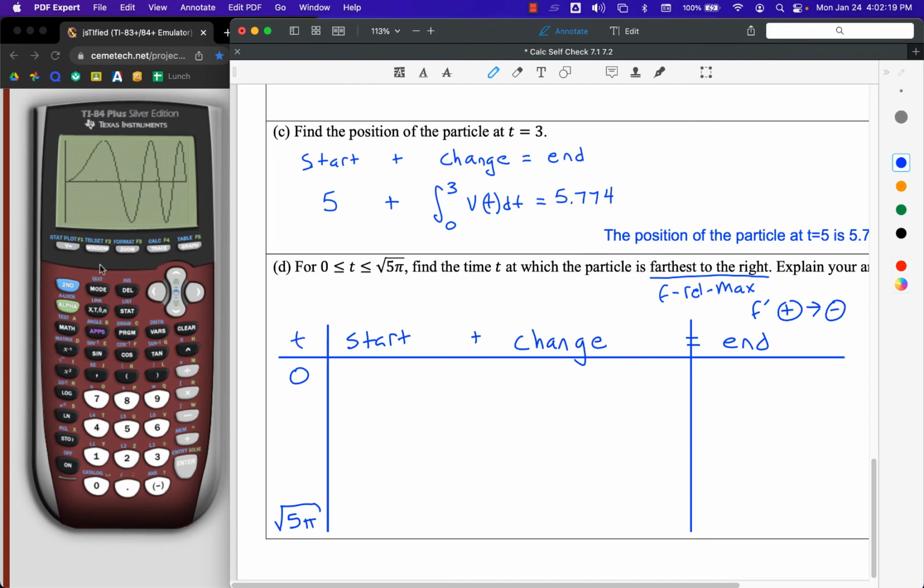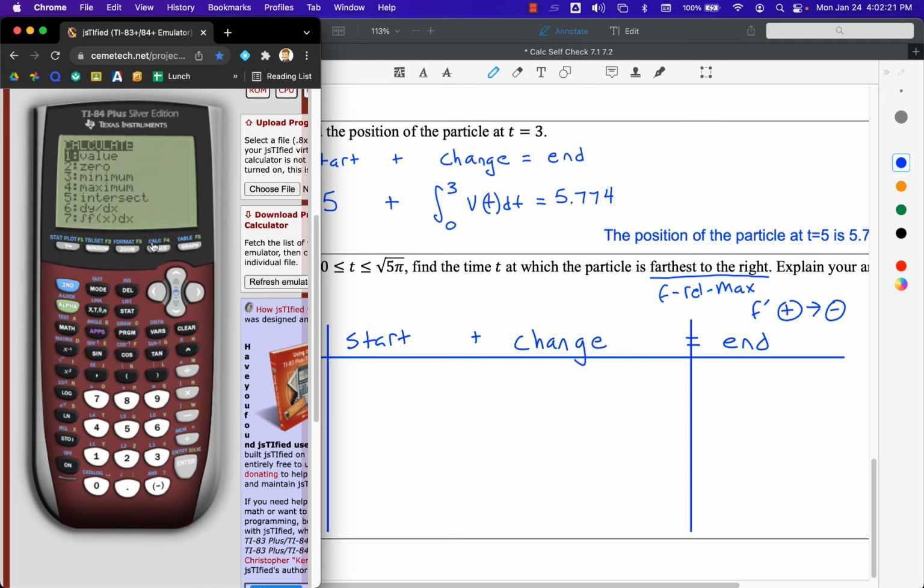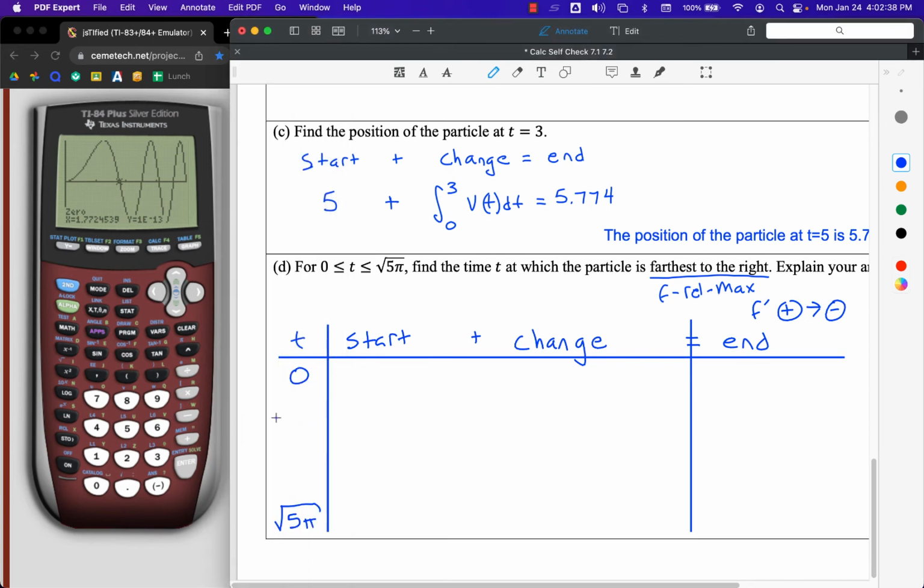Well, that's a 0. So I'm going to do second trace to calculate the 0. I'm going to hit 2. And I'm going to say my left bound is 1 and my right bound is 2. And then it's between 1 and 2, so any number between 1 and 2 should work. We got the right boundaries. It's saying 1.772. So I'm going to come back over here and say 1.772. What about, okay, we can skip that one.